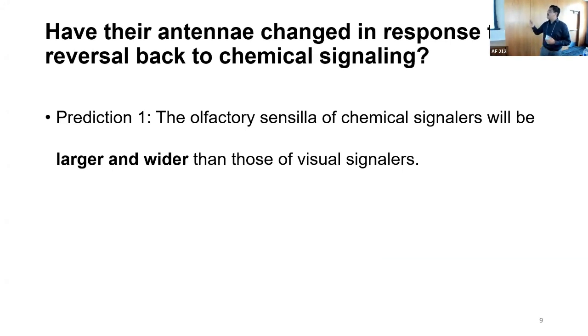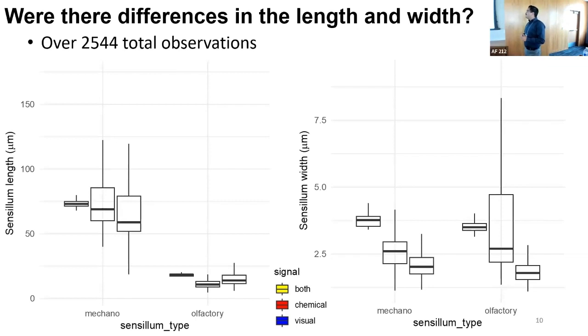And going back to our first prediction, that the olfactory sensilla of chemical signalers will be larger and wider than those of visual signalers, this is the raw data that we found. I apologize for the messed up coloring, but this one right here is chemical signalers and this one is visual. We collected over 2,544 total observations, and you could see that there was a lot of consistency among our results.